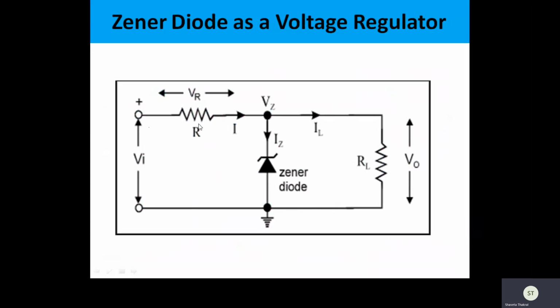And this resistance is put in series with the Zener diode. Why? Because we need protection of the Zener diode, because after the breakdown takes place the current shoots up, so we have to protect the diode. That's why the resistor is connected in series with the Zener diode.